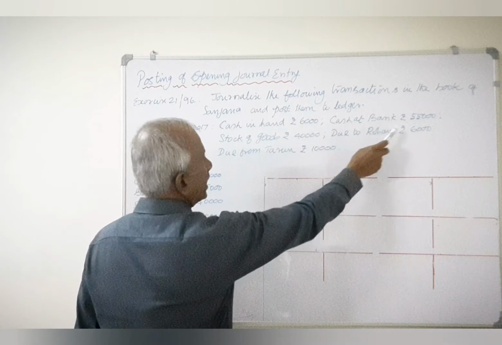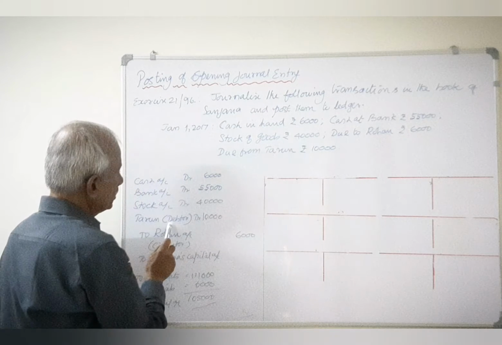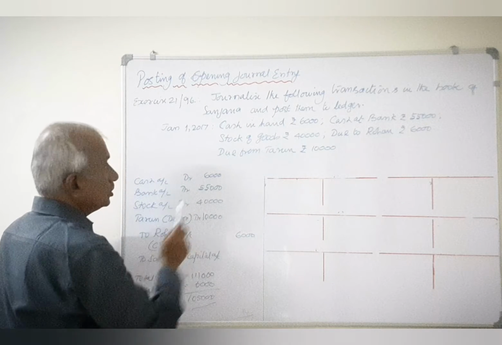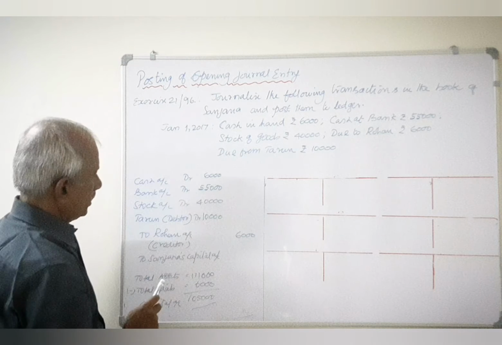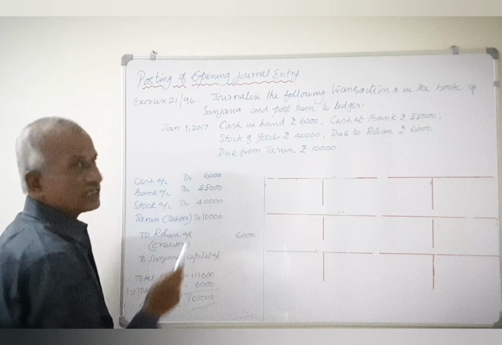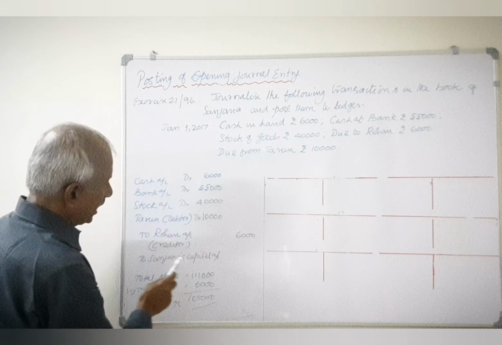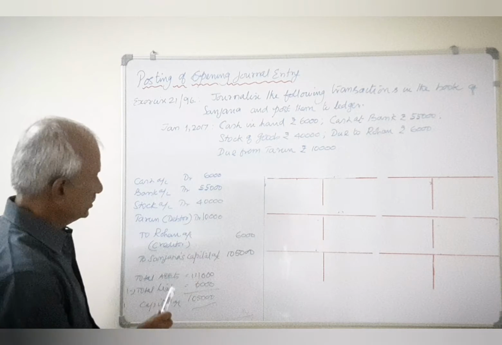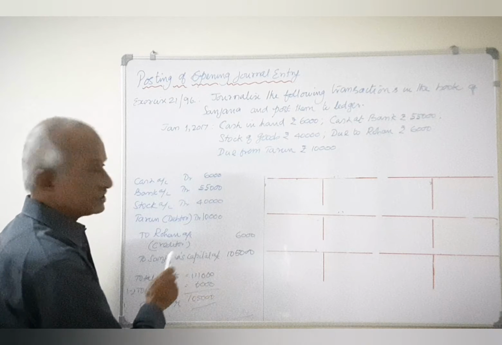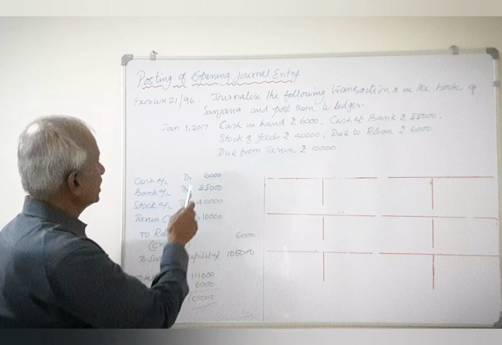Due to Rohan is a liability. Due from Tarun is an asset, so Tarun debtor 10,000. Rohan is a liability, so Rohan account credited 6,000. Now the difference should be taken as the capital of the business. The total of the debits is 1,11,000 and the total of the credits is 6,000. The difference, 1,05,000, is the capital amount. So that has been credited to Sanjana's capital account.